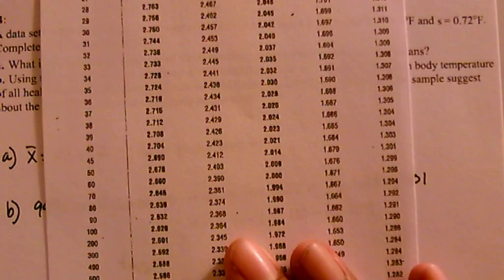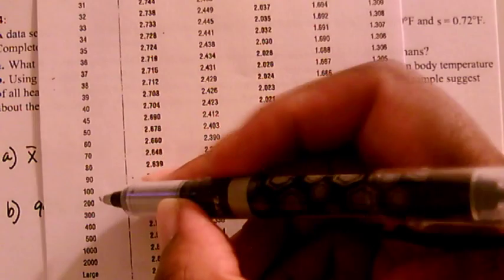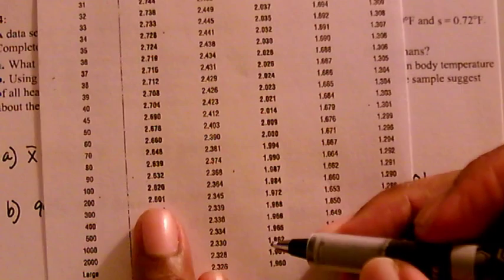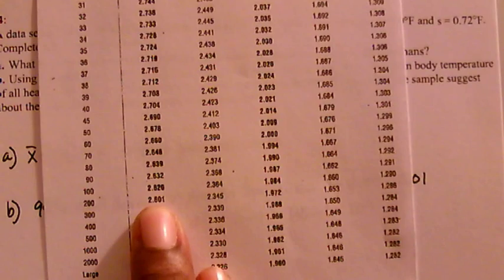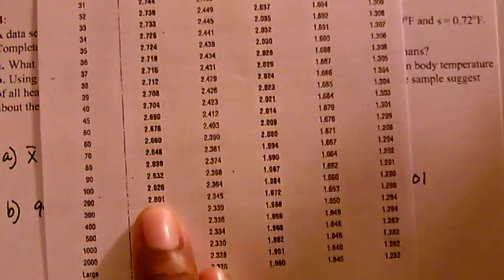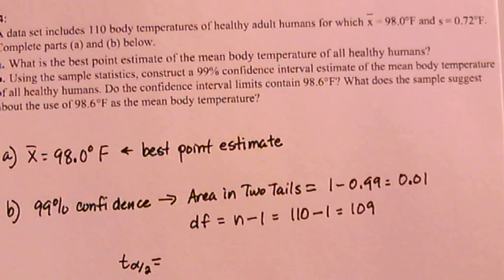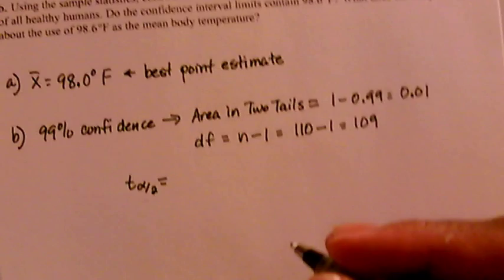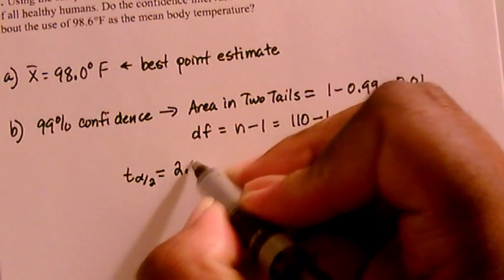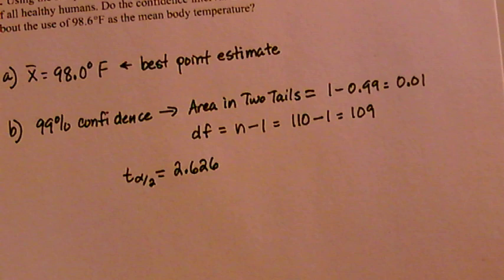That critical t value, okay, here's 100. And if you go across to that first column of 0.01, under the part where it says area in two tails, that will be 2.626. Okay? So here, T of alpha over 2 is going to be 2.626. Okay? So that's how we read the critical t value table, or the t distribution table.